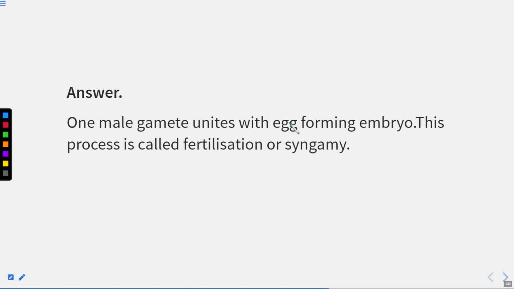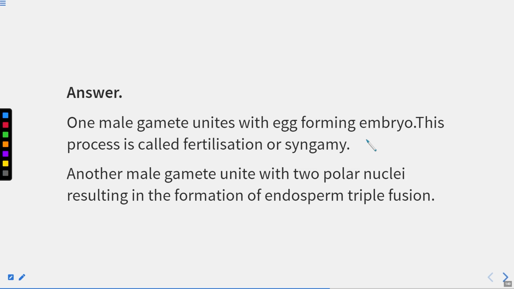Now, one male gamete unites with the egg cell, forming the zygote, which will form the embryo. This is known as fertilization or syngamy. Now the other male gamete unites with the two polar nuclei, resulting in the formation of the endosperm. This phenomenon is known as triple fusion. This also we have already discussed. So this is clear.